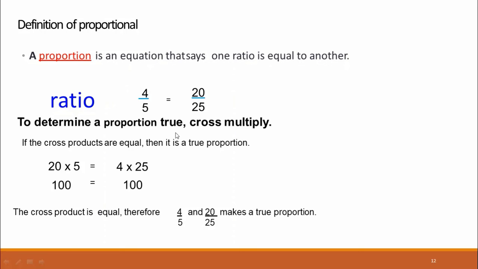To determine a proportion, we use cross multiplication. For example, we want to verify this proportion. For the verification, first of all, using cross multiplication, 4 multiplied by 25 and 5 multiplied by 20. 5 twenties are 100, and 4 multiplied by 25 is also equal to 100. So the results of this cross multiplication are equal. Therefore 4 by 5 and 20 by 25, these two ratios are in proportion.